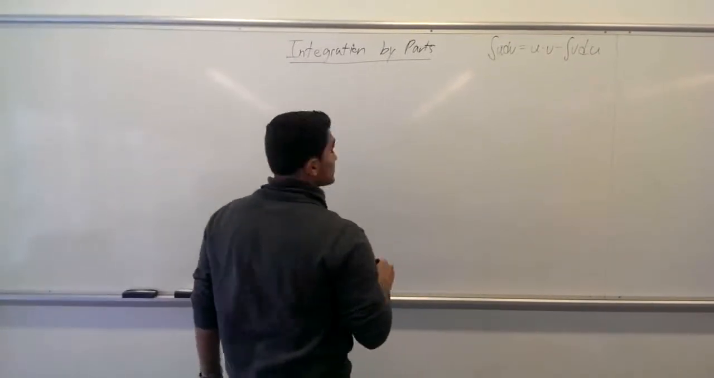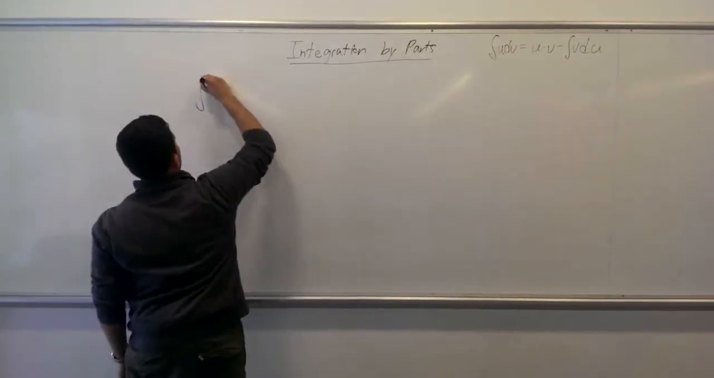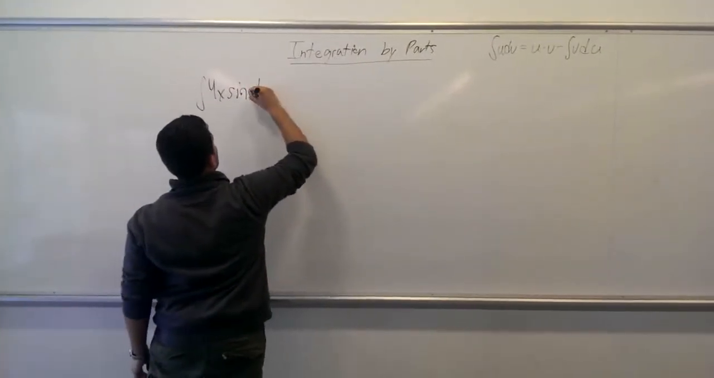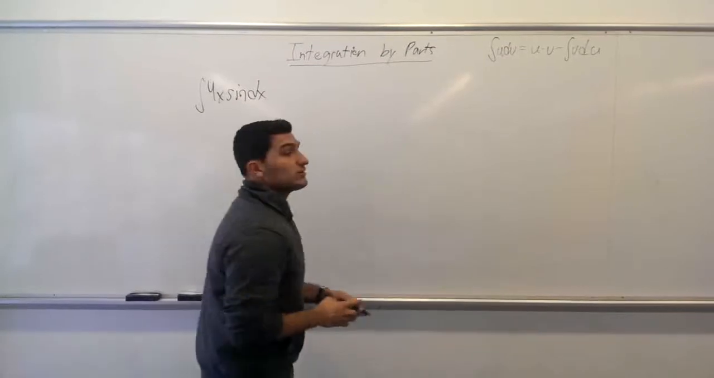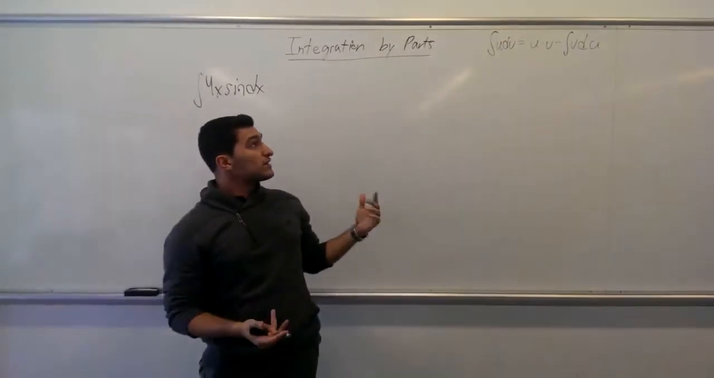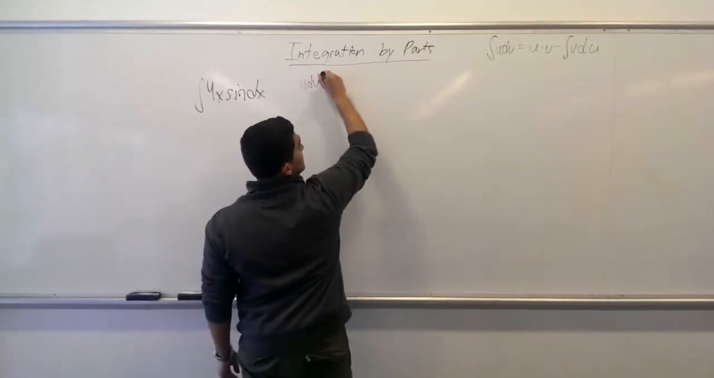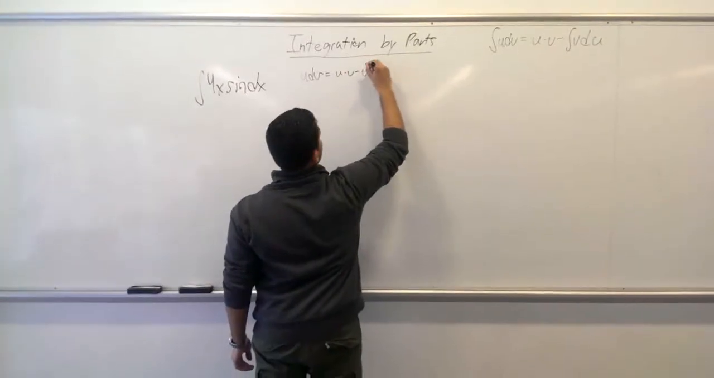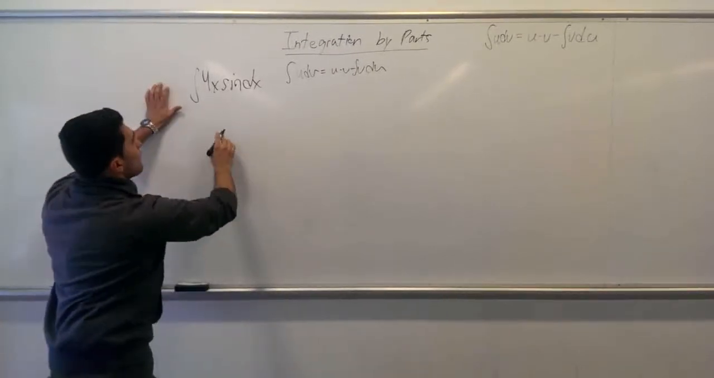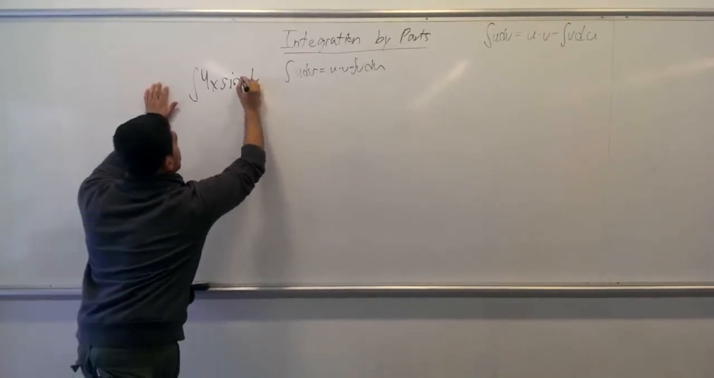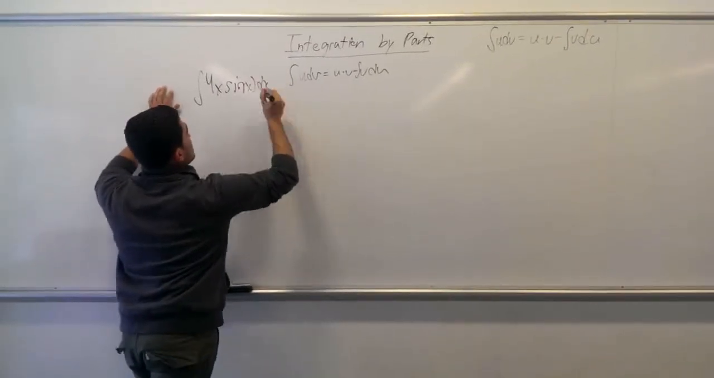The first example I would like to use would be the integral of 4x sine x dx. Just put this into the formula. When you put this into the formula, you have to determine which becomes u and which becomes dv. Again, I'll explain. When you take this formula, you get u dv. So you can have 4x become your u and sine of x become your dv.